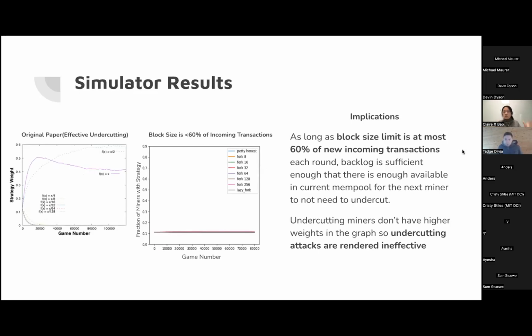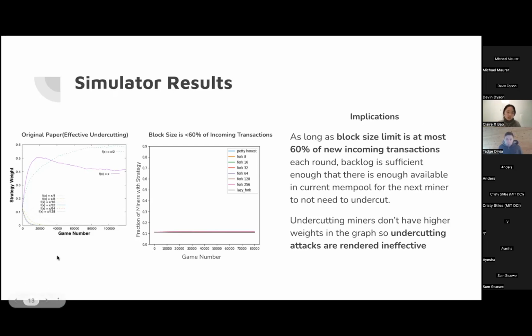And indeed, we do see this dynamic when we implemented it in our simulator. Specifically, we saw that as long as the block size limit is at most 60% of the transactions that come in every round, the backlog that ends up being built is sufficient that there is always enough available in the current mempool for the next miner, so they won't need to undercut. Let's take a look at the graphs that show this.